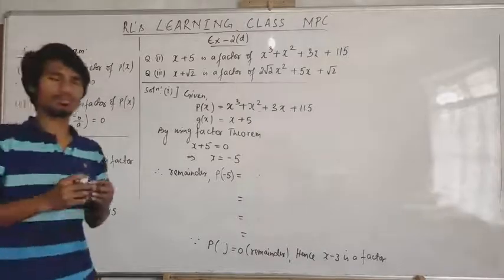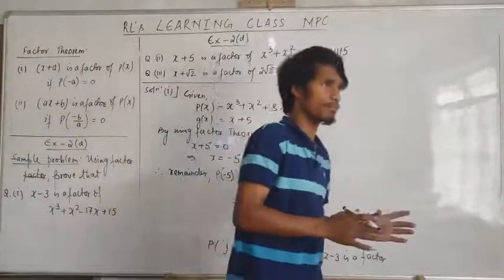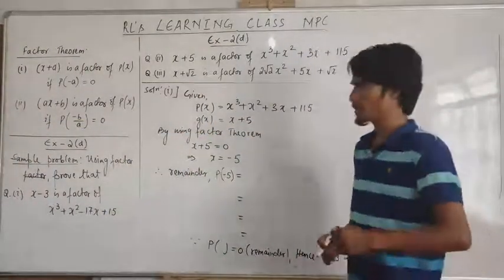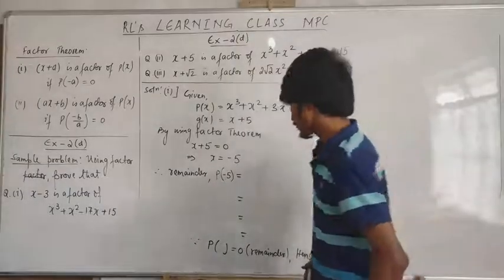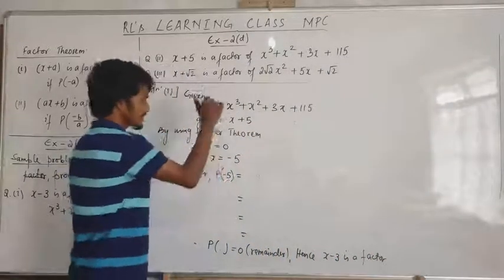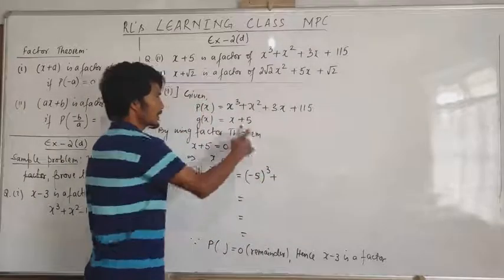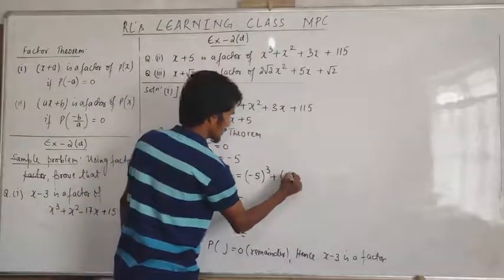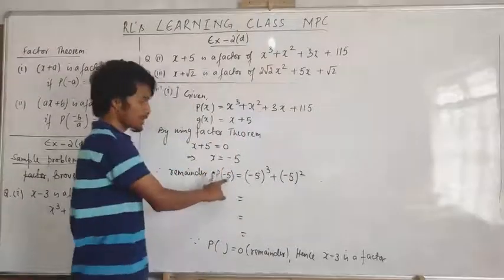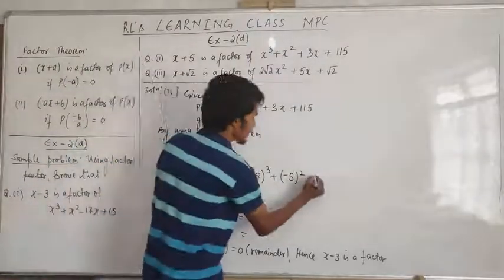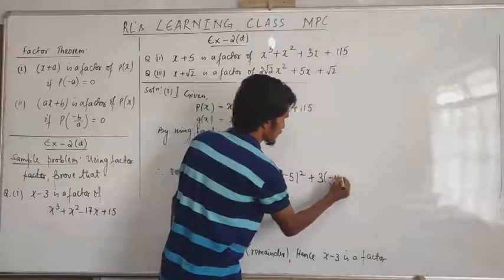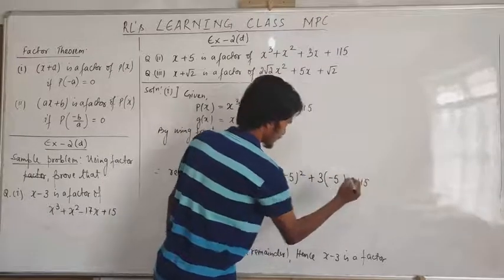Exercise 2c and 2d are the same; only in 2d we have to get the remainder 0. Okay, in place of this x I'll put minus 5 whole thing cubed, then plus minus 5 whole thing squared, then plus 3 times minus 5, then plus 115.